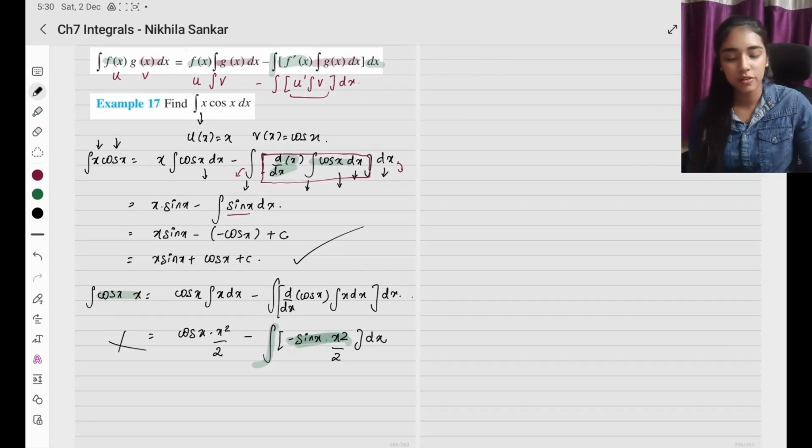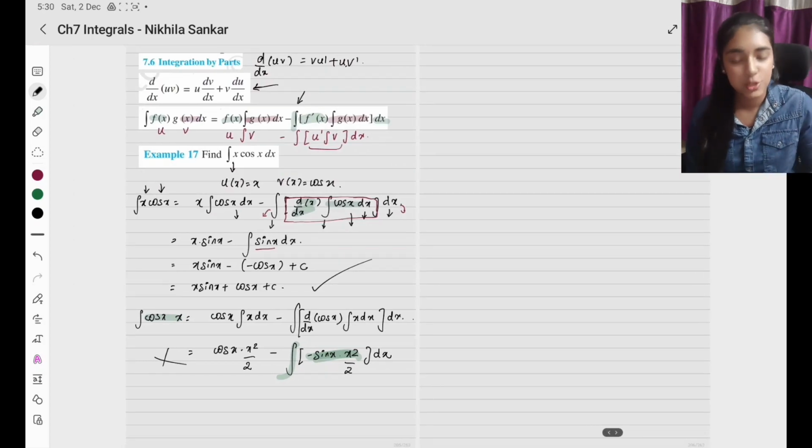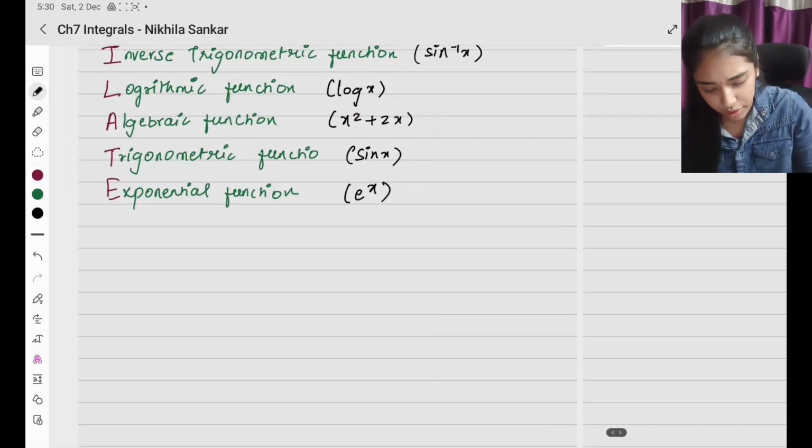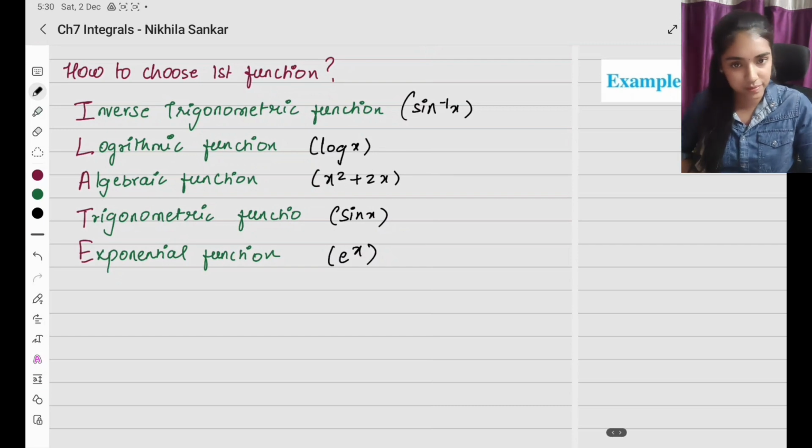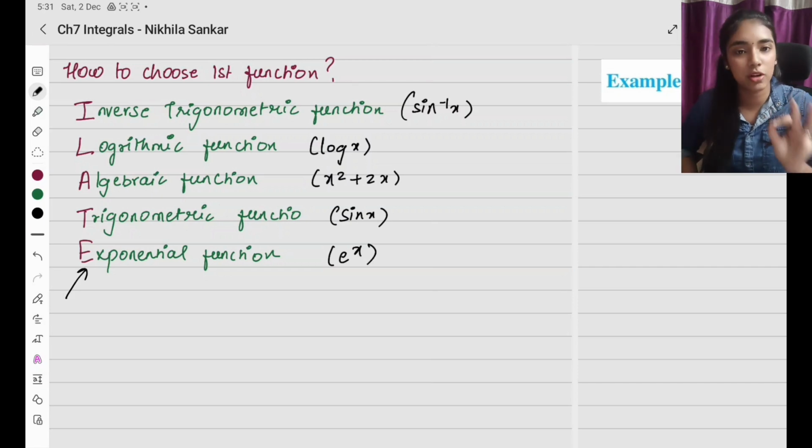You have to choose your first function appropriately. So I have a trick for you to remember how to choose the first function. So this is our priority list. So we have which can be our first function. If many functions are given, you give first priority to inverse trigonometric function, then logarithmic functions, then algebraic function, then trigonometric, and only at the end exponential. Exponential has the least priority.